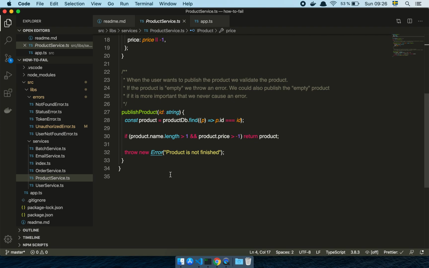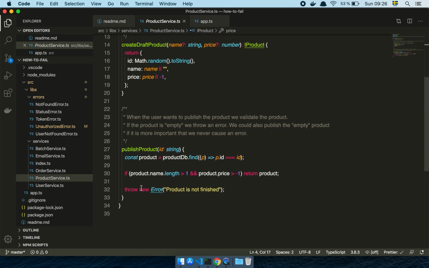So when I do something like that, I can do something like this. When I want to publish my product, I'm just going to find my product, and then check: is the name valid and is the price valid? Then I'm going to return that product. I can just return it here, but you can imagine that I would publish it, or flip a switch, and now it's public, right? Otherwise I'm going to throw an error.